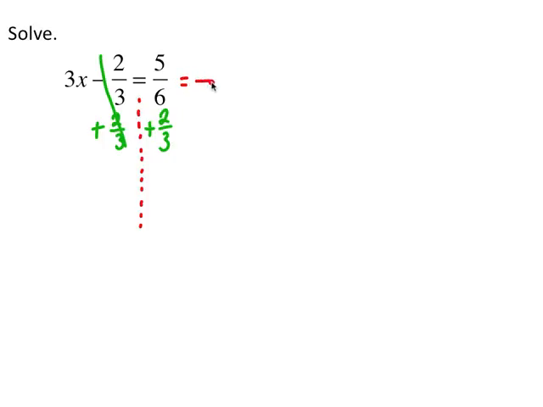Well, we need a common denominator. For 6 and 3, that common denominator would be 6. So the first fraction is fine the way it is. The second one, we're going to have to multiply by 2. 3 times 2 is 6. 2 times 2 is 4. Now I can add those two fractions. 5/6 plus 4/6 is 9/6.